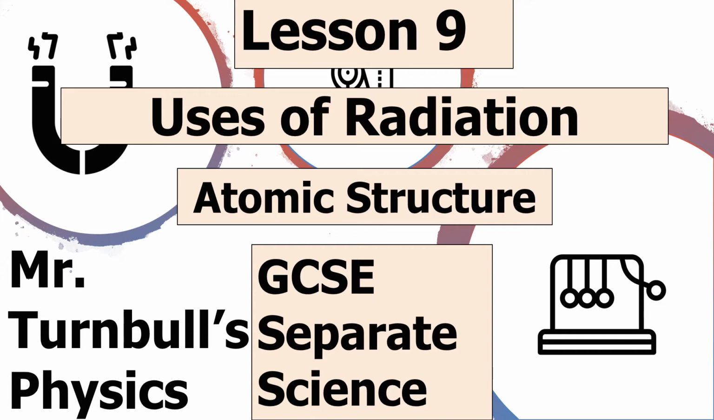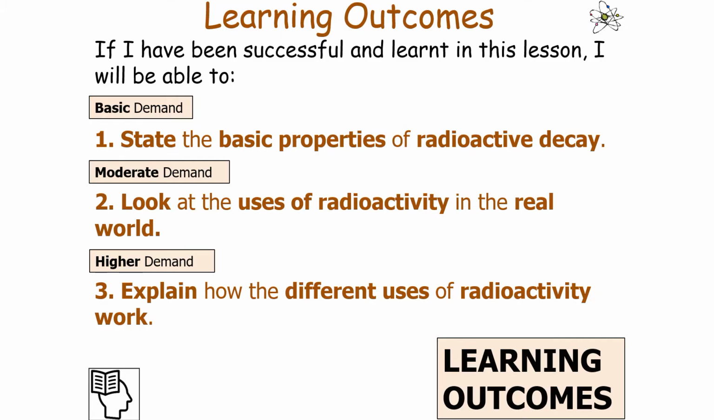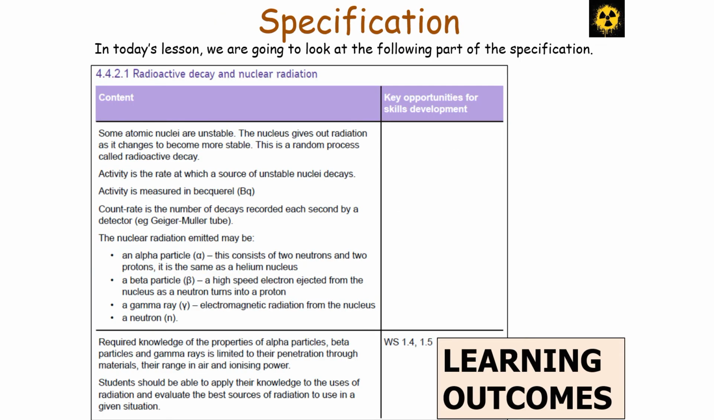Hello and welcome to today's lesson on the uses of radiation, which is part of the atomic structure topic in GCSE Separate Science Physics. So in today's lesson we're going to look at the uses of radiation. If we've been successful and learnt in today's lesson, we should be able to state the basic properties of radioactive decay, look at the uses of radioactivity in the real world, and explain how the different uses of radioactivity work, which falls into the following part of the AQA GCSE Physics specification.